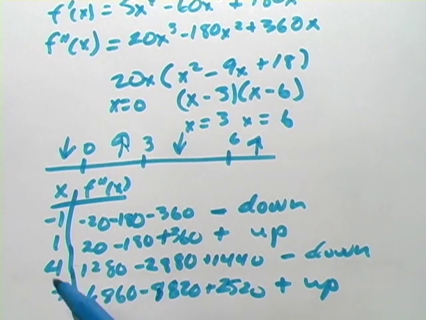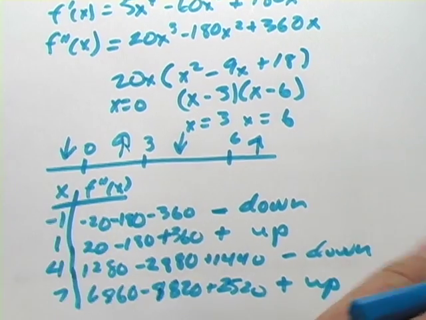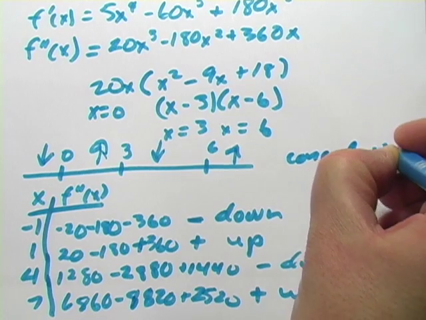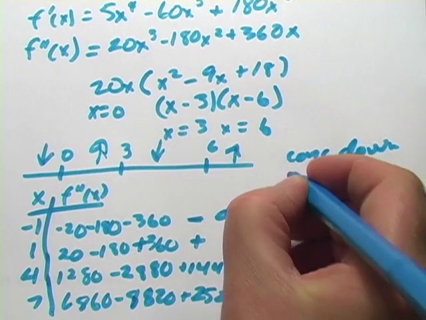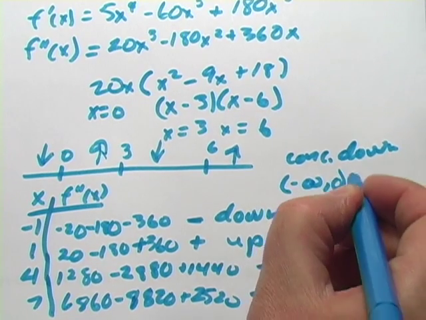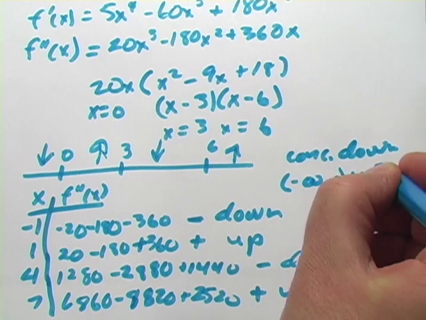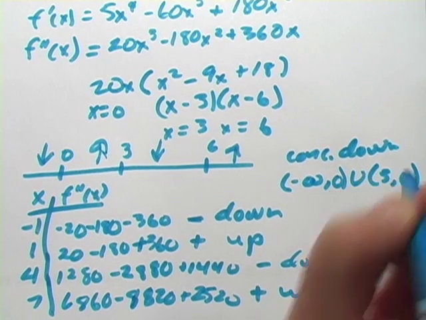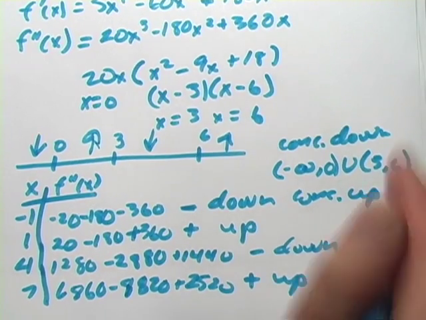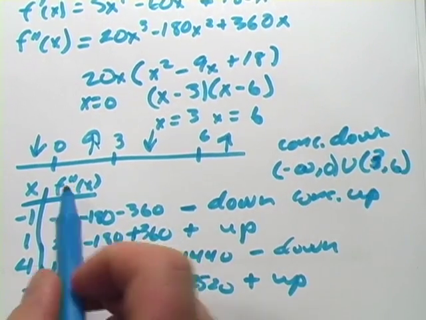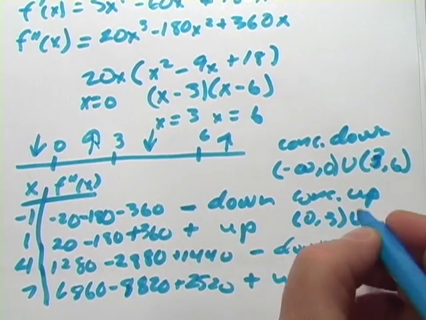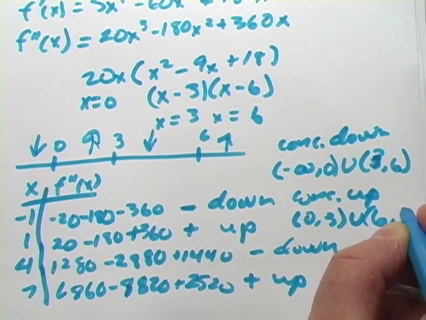If we want to give the answer in interval notation, we would say it's concave down on the interval of negative infinity up to 0, and from 3 to 6. And it's concave up on the interval of 0 to 3 and 6 up to infinity.